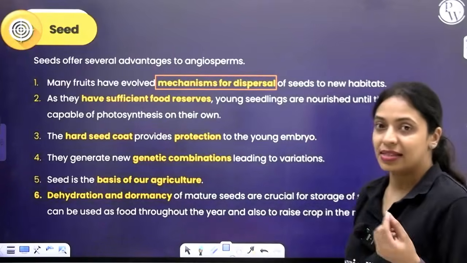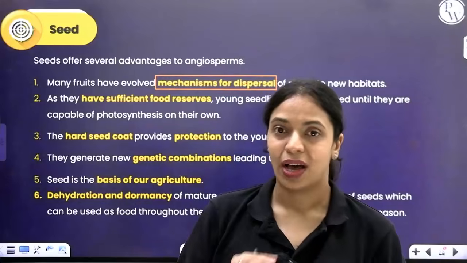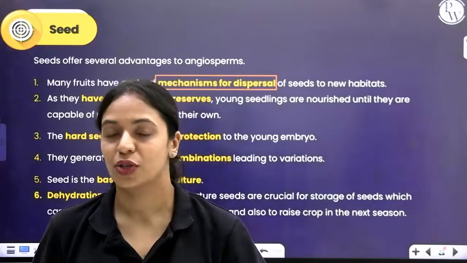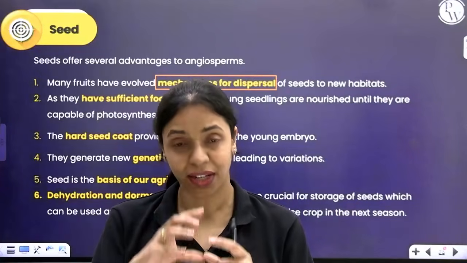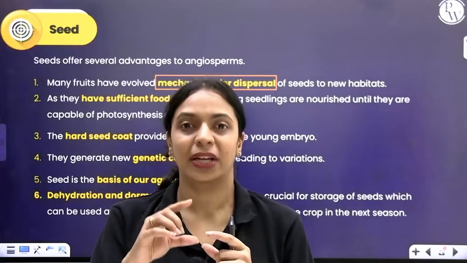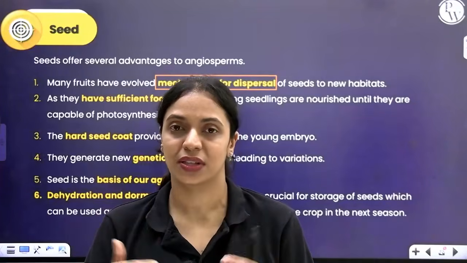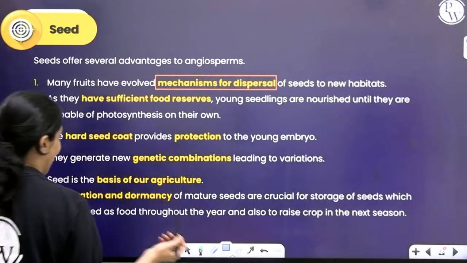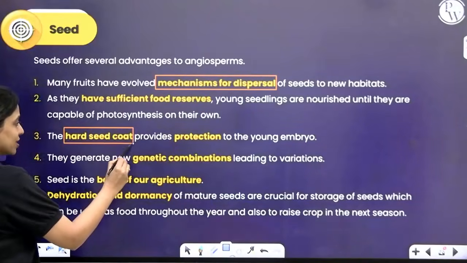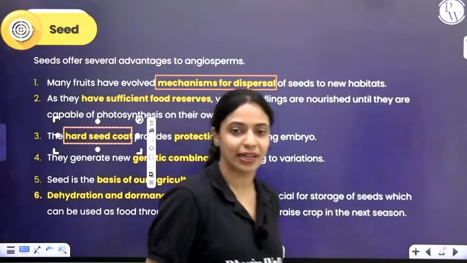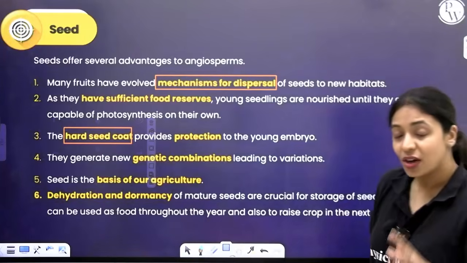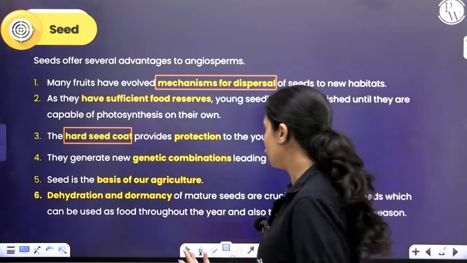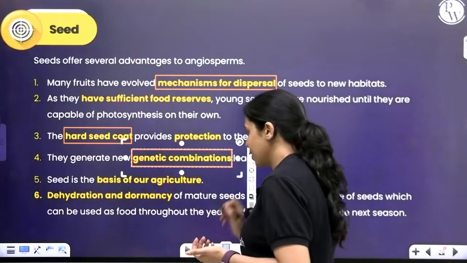See, in the seed you have sufficient food reserves in the form of endosperm and cotyledon, so even until the seed germinates, produces leaves and starts photosynthesizing, its nutritional needs are taken care of. They have two very hard seed coats that protect the embryo that lies within it. Because it is a product of sexual reproduction, newer genetic combinations arise.